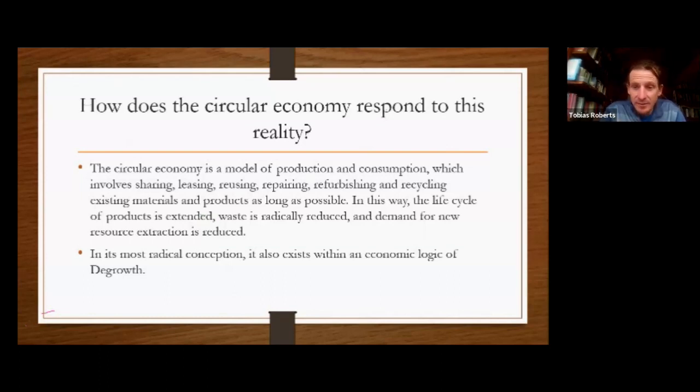In this way, the life cycle of products is extended, waste is radically reduced, and the demand for new resource extraction is also reduced. In its most radical conception, the circular economy has to exist with an economic logic of degrowth. We're going to try and break down this definition a little bit further, but I think this idea right here of degrowth is fundamental, right?